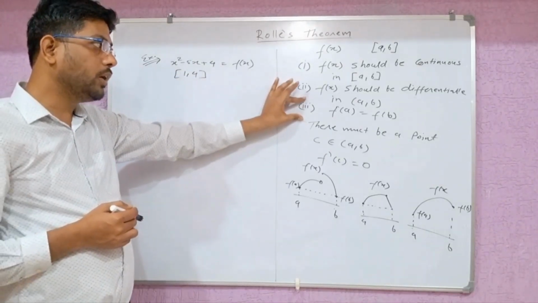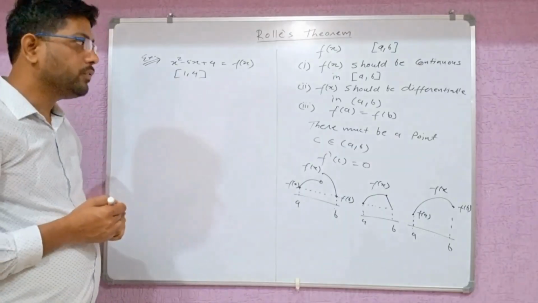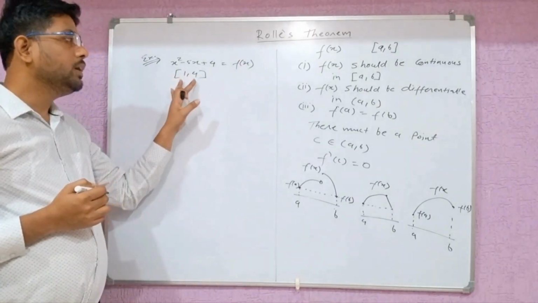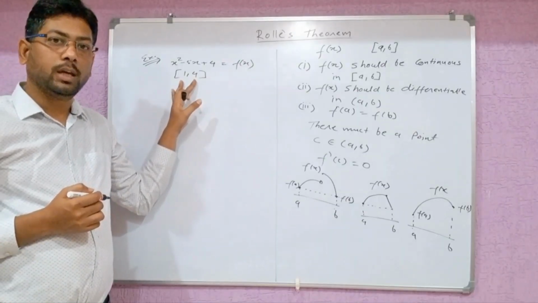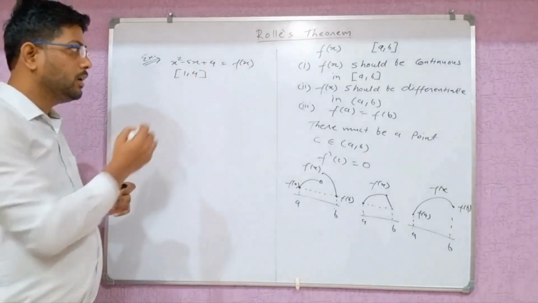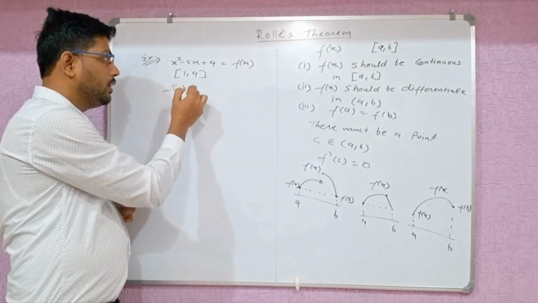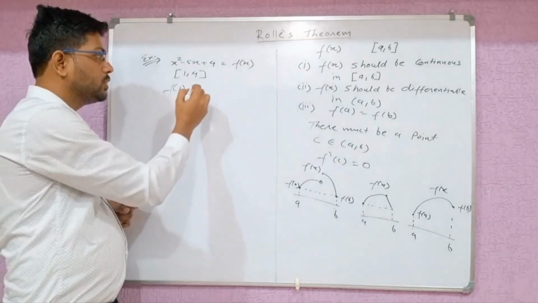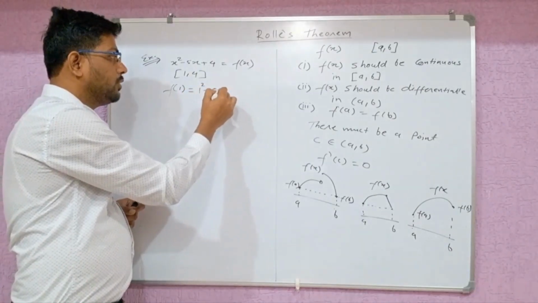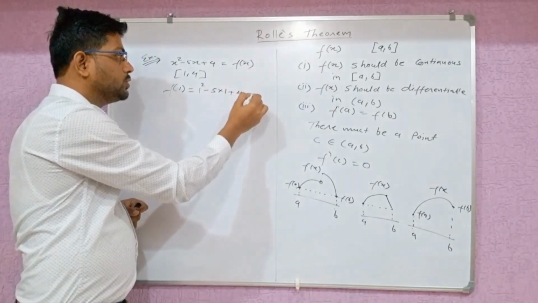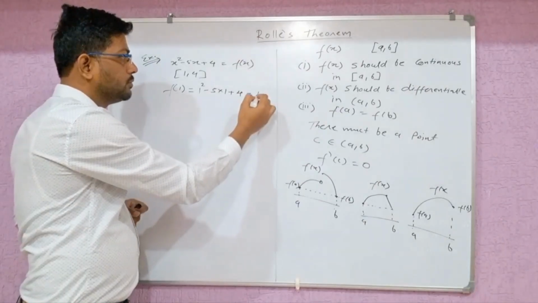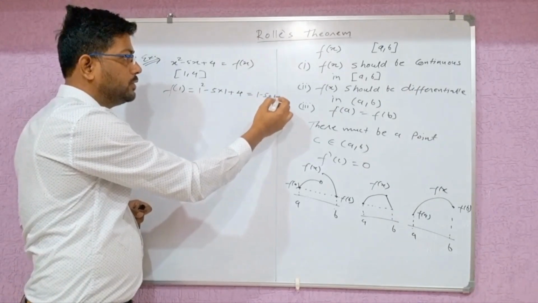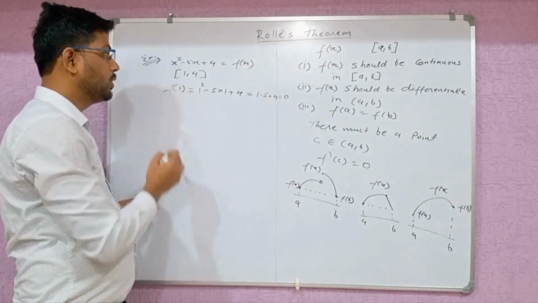Now f(A) is equal to f(B), this we have to check. What is A and B here? A is 1 and B is 4, because the interval is A to B, here the interval is 1 to 4. So we'll check f(1). f(1) means in this f(x) we'll put 1 in place of x. So this will be 1 square minus 5 into 1 plus 4. So this will be 1 minus 5 plus 4. So this will be 4 plus 1, 5, minus 5, that is equal to 0. So this f(1) is 0.